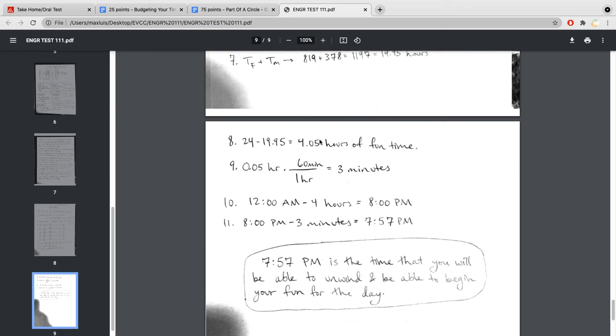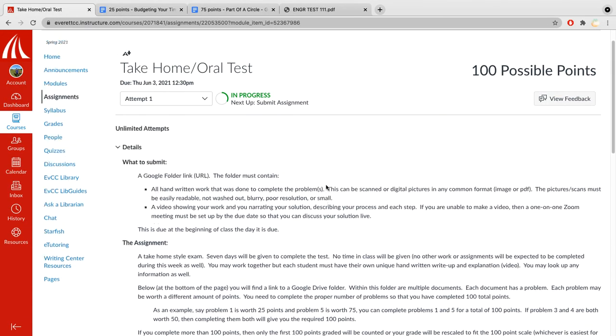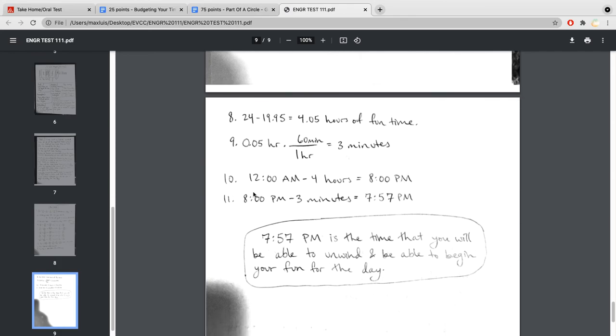Just this 0.05 here, we're asked to find the exact time down to the minute. So this 0.05, we convert that here using 60 minutes over an hour, which is 3 minutes. So we go to midnight, and we find what time does fun time begin, all the way up to midnight, because midnight's when you go to bed.